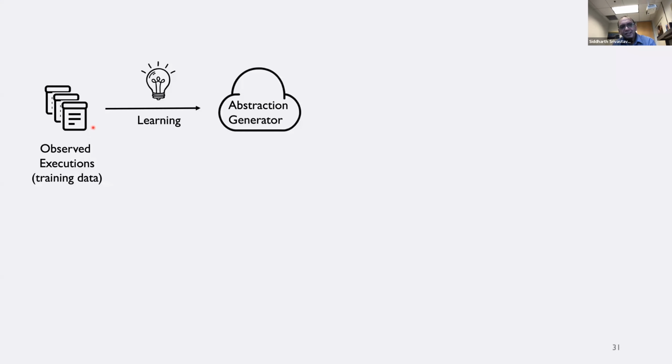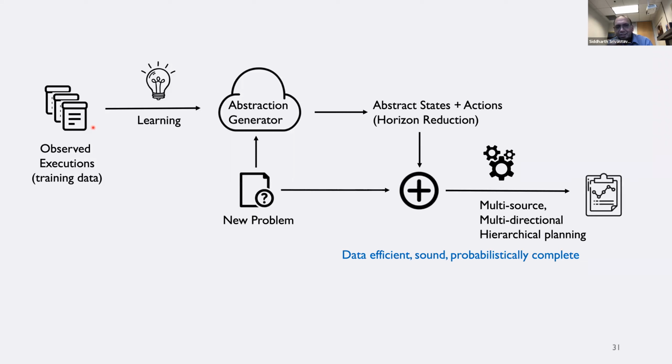So what we are seeing here is that the overall process was as follows. We saw some executions, that was our training data. Based on that, what we effectively did was create an abstraction generator, and what this thing does is effectively reduce the planning horizon. So when you get a new problem, we use that abstraction generator to reduce the horizon and then do hierarchical planning, which turned out to be really, really efficient.